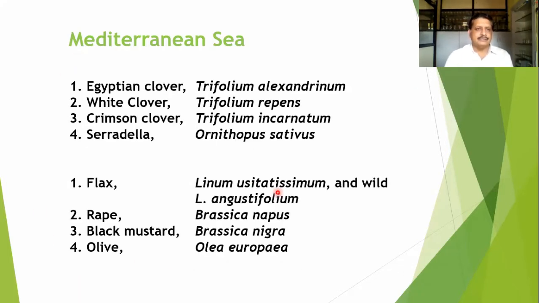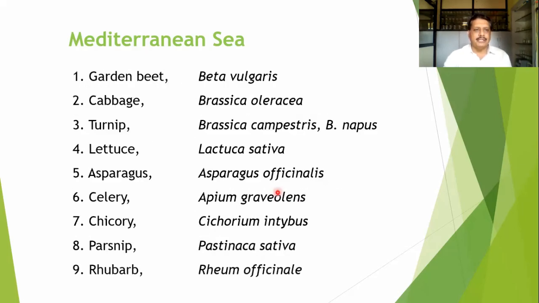There are some common plants, that is Egyptian clover, then white clover, crimson clover. These are mostly Trifolium species, and these are observed in the Mediterranean Sea area. So these are the common species that can be observed in the Mediterranean Sea.